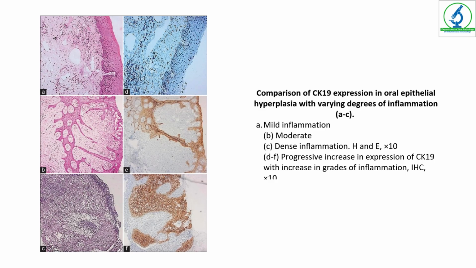B. CK19 expression restricted to the basal layer, IHC, 4x. Comparison of CK19 expression in oral epithelial hyperplasia with varying degrees of inflammation. A. Mild inflammation. B. Moderate. C. Dense inflammation. H&E, 10x. D to F. Progressive increase in expression of CK19 with increase in grades of inflammation, IHC, 10x.